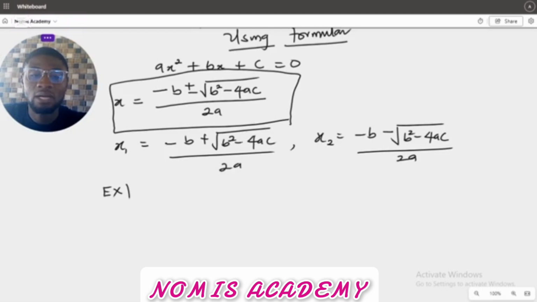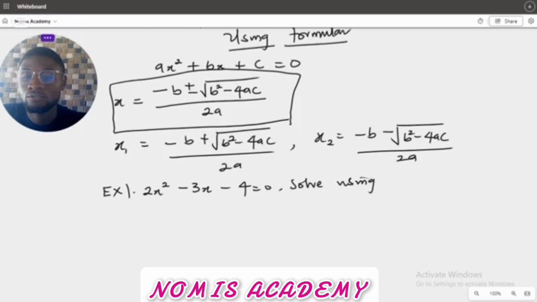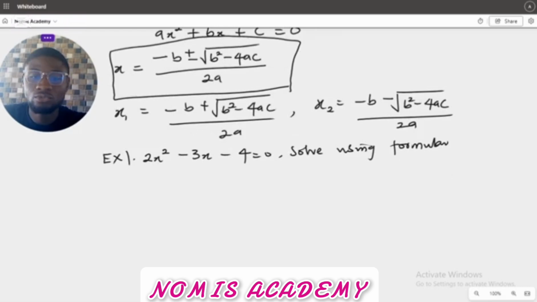Let's say example 1 today. We have 2x squared minus 3x minus 4 equal to 0. The question is asking us that we should solve using the formula. So let's get started. Now for me to answer this question, let's go to the solution. The first thing I should do is state the formula.